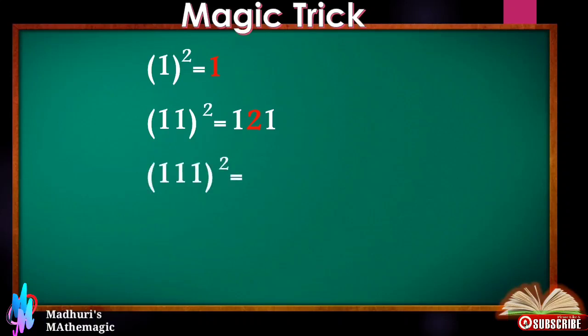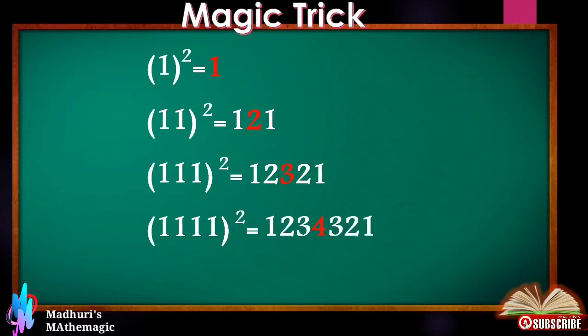What is the square of 1, 1, 1? You have to go in ascending till 3. 1, 2, 3. Because 3 ones are there. And then in descending. 2, 1. 1, 2, 3, 2, 1. Now, what is the square of 1, 1, 1, 1? Till 4 you have to go in ascending and then in descending. Okay, 1 2 3 4, 3 2 1. Last one you have to try. Okay, 1 1 1 1 1 square.